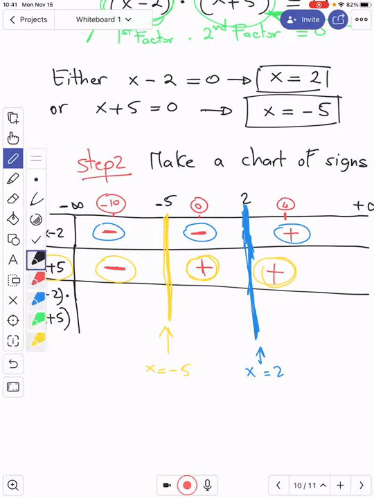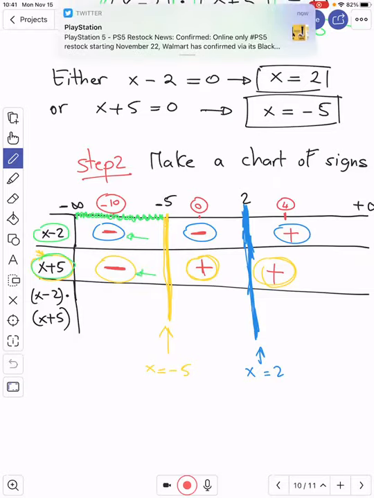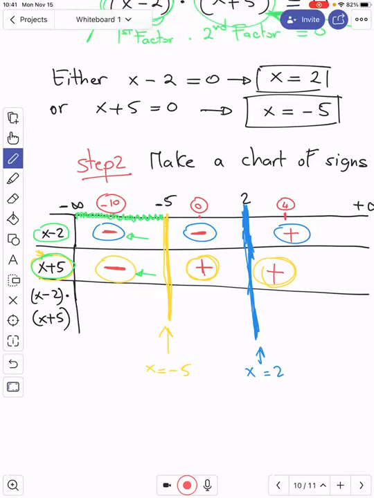Now, guys, what I'm saying is, on this first interval, from -infinity to -5, this is my first interval. On this first interval, the x minus 2 is negative, and the x plus 5 is also negative, right? So on this green interval from -infinity to -5, both are negative. Because we need to multiply the first factor times the second factor, when you multiply negative by negative, you get positive. So here, I'm going to get positive.